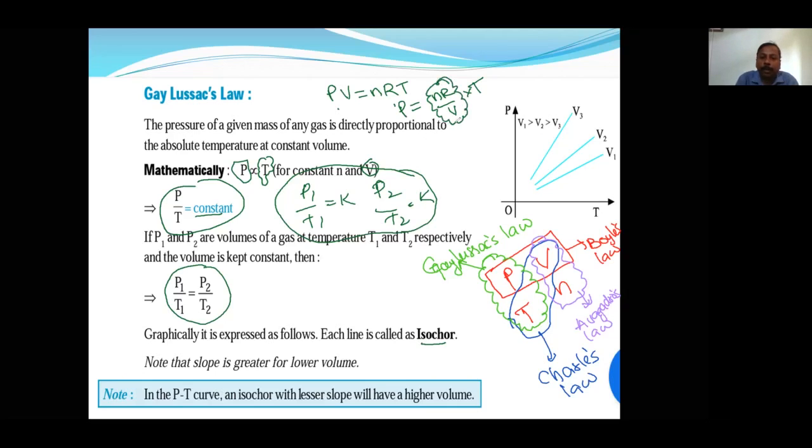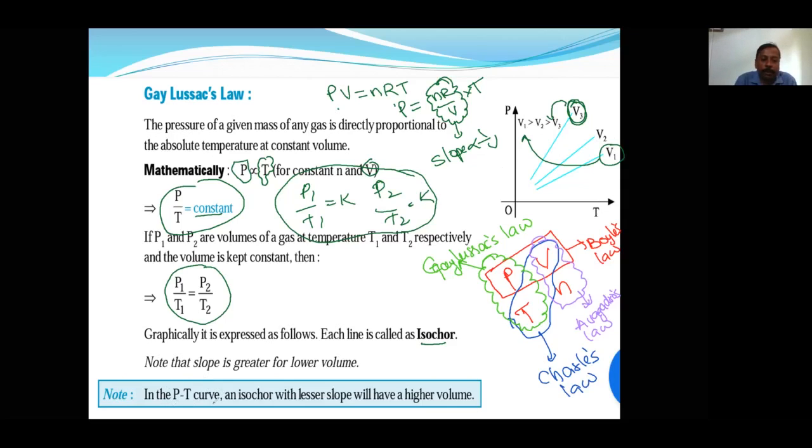Same problem as with pressure and volume. Slope is inversely proportional to volume. High slope, see here it is slanting up. High slope means volume is lower, low slope means volume is higher. Understood? Each line is called an isochore. We have three isochores, V1, V2 and V3, and each isochore's slope value will depend upon the volume. The gas with less volume will have more slope, more volume will have less slope. That is the relation between the graph and the slope.